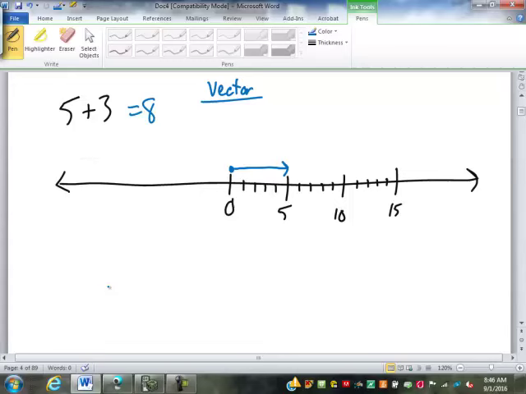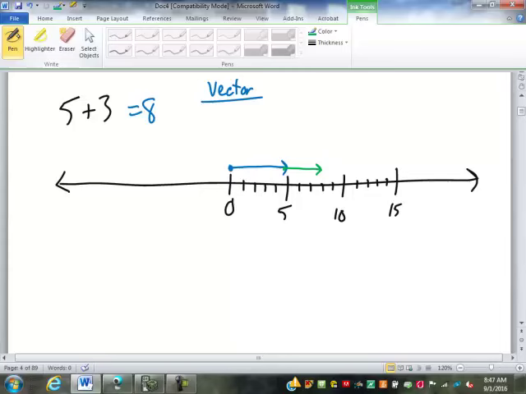Now that vector can be moved anywhere on the number line and it still has the same value. It's 5 units long and it points in the positive direction. If I move it here, it goes from 4 to 9, it's still 5 units long, and it still points in the positive direction. So it still represents a 5. So to do my 5 plus 3, I have my vector for 5 and my vector for 3. To add those together, the operation of addition means physically combining or putting them together. I move the 3 or the 5 so that they're end to end. Now they give me a total length of 8.